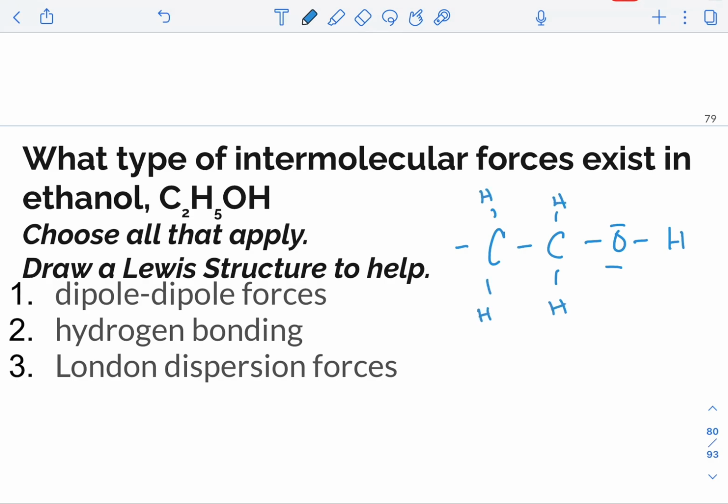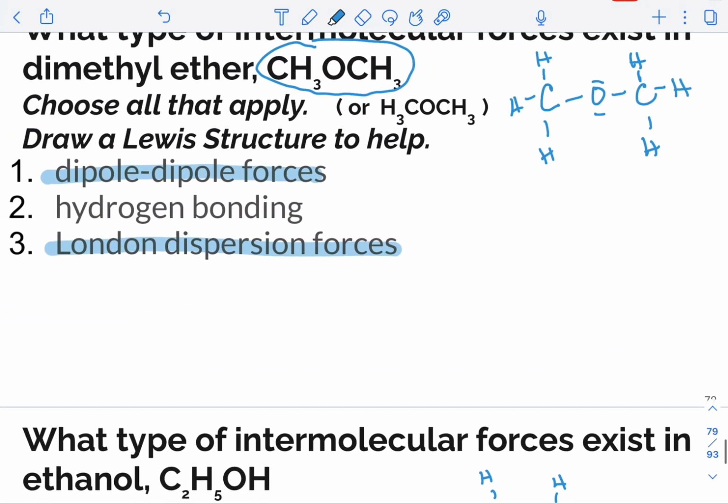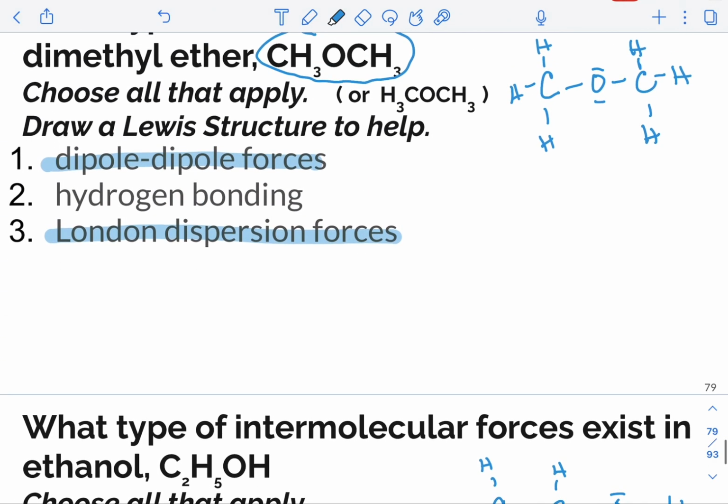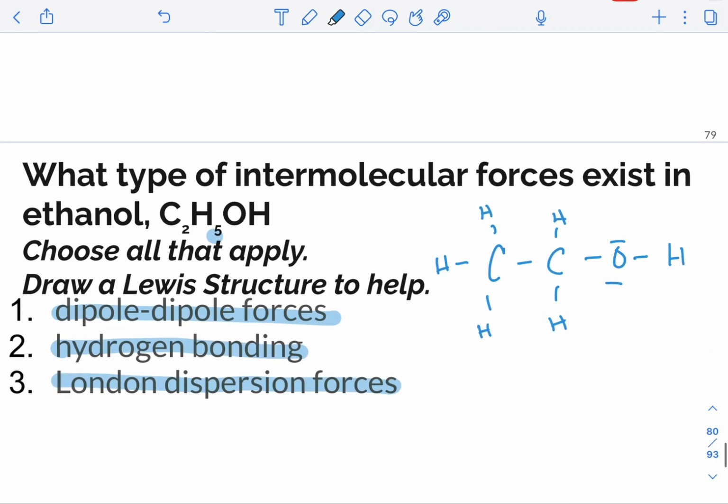Looks like this. And this is going to have all of the forces: dipole-dipole, London dispersion, and this time we do have oxygen bound to a hydrogen, or hydrogen bound to an oxygen to be more specific, so we will have hydrogen bonding. Okay, and that is the same formula as dimethyl ether, but ethanol looks like this, and you know that from these silly little formulas they give you.